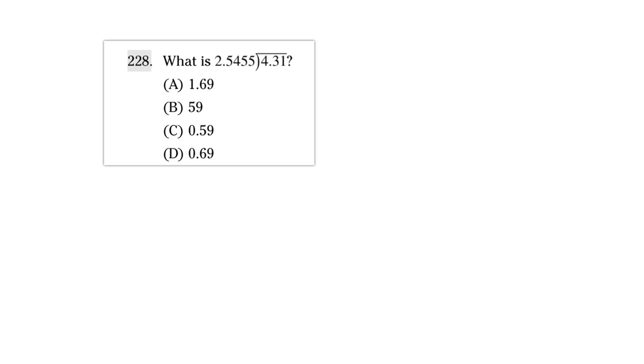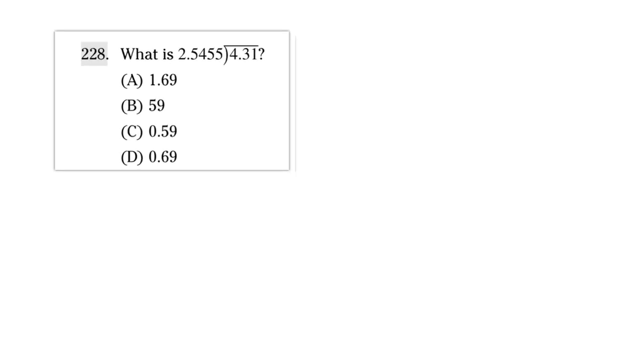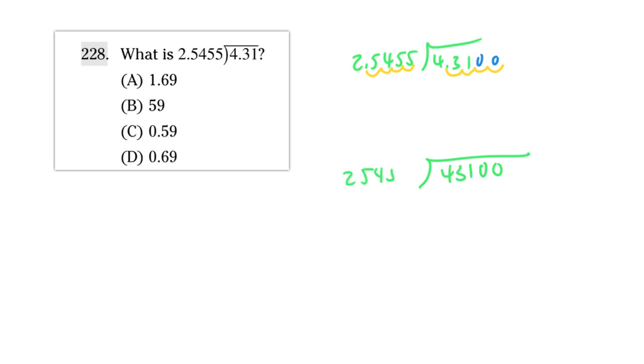Okay, looking at 228, what is that? Well, the sort of rule when it comes to long division of decimals is you must be sure that this number doesn't have a decimal in it. So you're going to have to move this over 1, 2, 3, 4 spaces. But since you're doing that, you have to move this one over 1, 2, 3, and 4 spaces, which would give us like a 0 here and a 0 here. So we would have to sort of rewrite this situation. So it's 4, 3, 1, with 2 zeros, and then we have 2, 5, 4, 5, 5.